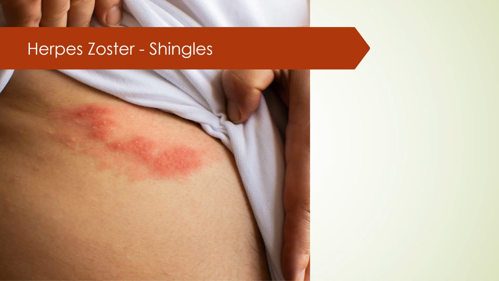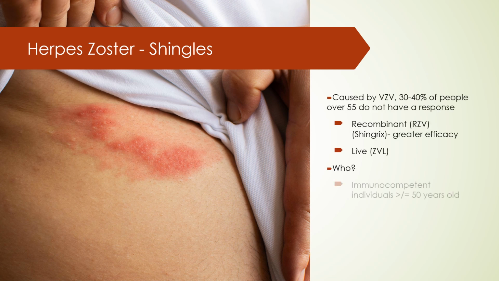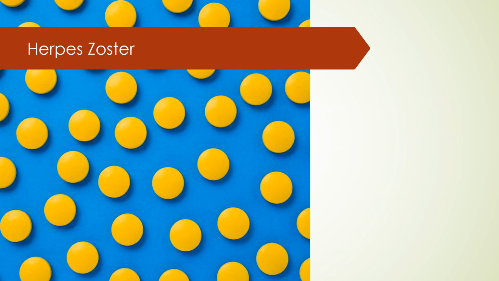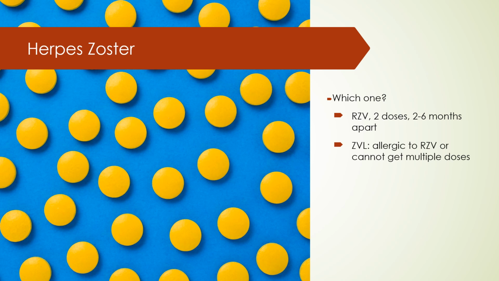The next vaccine that we're going to talk about is the herpes zoster or the shingles vaccine. It's caused by herpes zoster, otherwise known as varicella zoster. It's a virus, and 30 to 40 percent of people over 55 do not have a response. So we've been giving a recombinant vaccine called Shingrix, which has greater efficacy over the live vaccine, and we give that to immunocompetent individuals that are equal or greater than 50 years old, or people that are immunocompromised over 18 years old. So regarding which vaccine do we give, we usually give the recombinant vaccine.